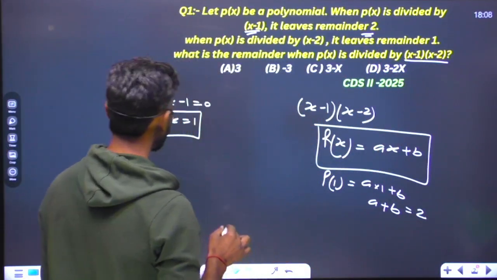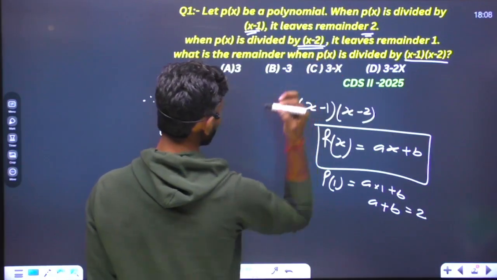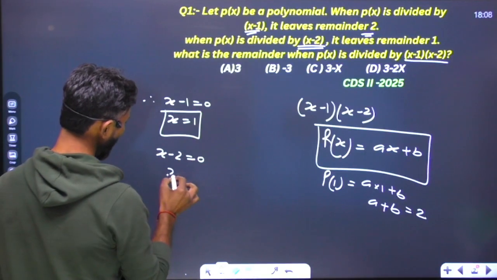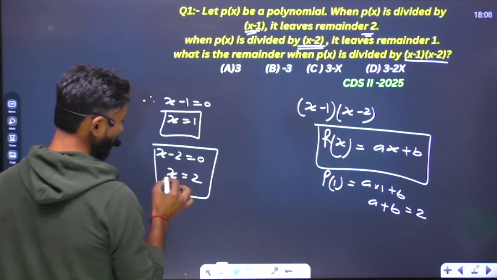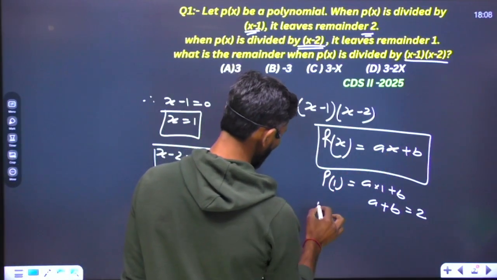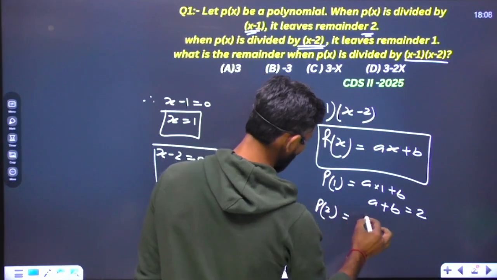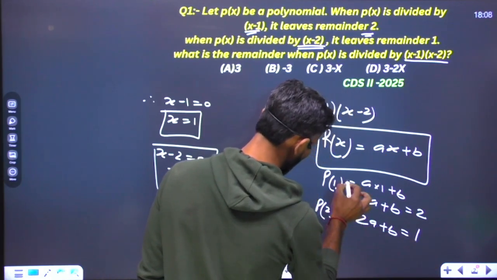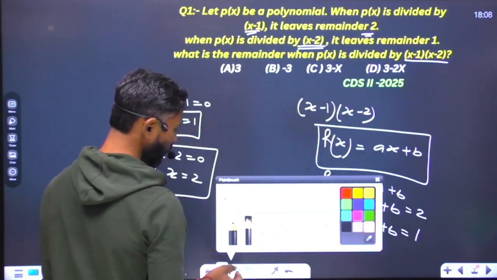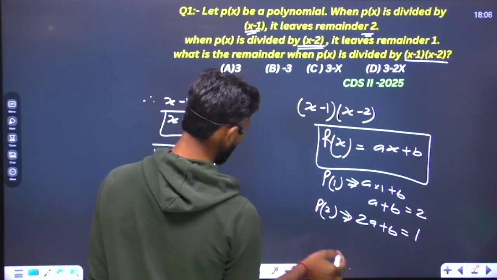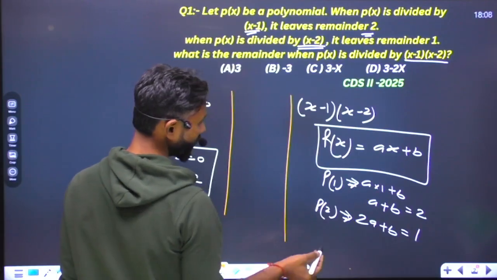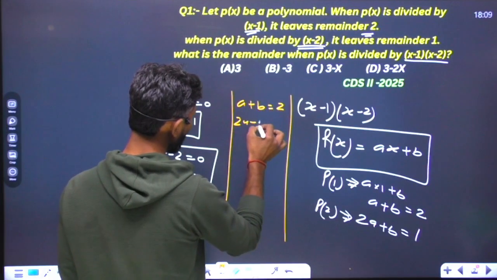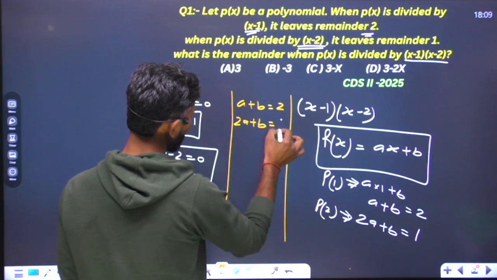Again, when p(x) is divided by x minus 2, it leaves remainder 1. It means x minus 2 equals 0, so x equals 2. Again we place the value here, so p(2) will be 2a plus b, and it will be equal to 1. Now we have two equations in a and b. One is a plus b equals 2. Another is 2a plus b equals 1.